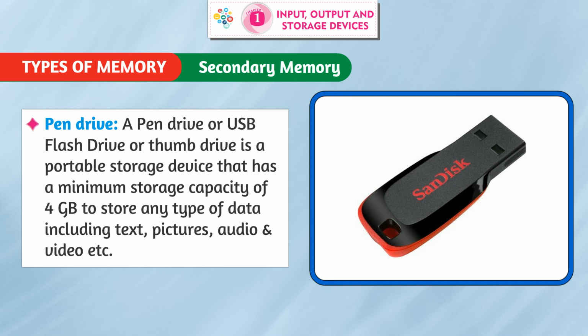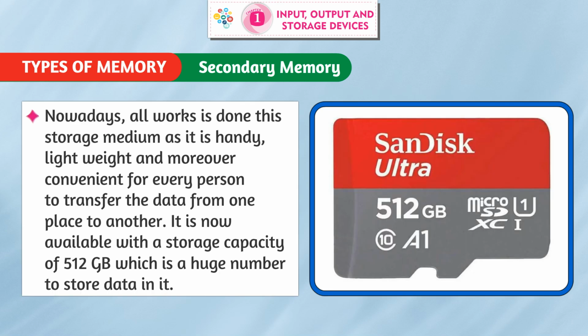Pen drive. A pen drive or USB flash drive or thumb drive is a portable storage device that has a minimum storage capacity of 4 GB to store any type of data, including text, pictures, audio, and video, etc. Nowadays, all work is done on this storage medium, as it is handy, lightweight, and moreover convenient for every person to transfer the data from one place to another. It is now available with a storage capacity of 512 GB, which is a huge number to store data in it.